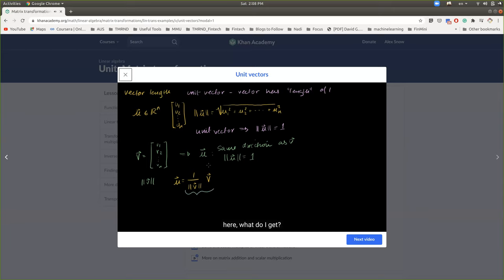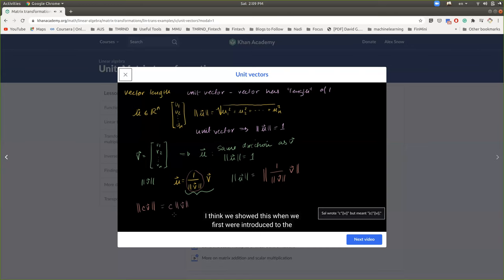So the length of u is equal to the length of this scalar. Remember, this is just some number, right? It's equal to this scalar, and I'm assuming v is a non-zero vector. So the length of this scalar number times v. And we know that we can take this scalar out of the formula. I think I've shown it in a previous video, that the length of c times v is equal to c times the length of v. Let me write that down. And that's essentially what I'm assuming right here, that if I take the length of c times some vector v, that is equal to c times the length of v. I think we showed this when we first were introduced to the idea of length.